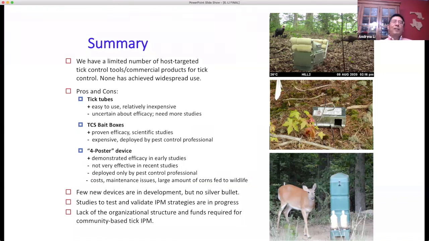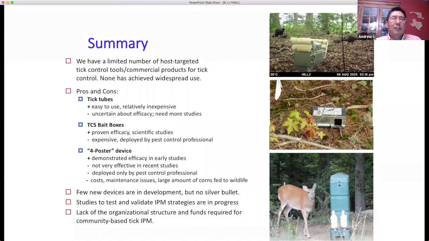So in summary, we have a limited number of host-targeted tick control tools or commercial products available, but none have achieved widespread use. I think except the tick tube might be, a homeowner can buy it directly, but the bait box and the fall poacher, all the work is limited to research, run as trials by universities, USDA, and state agencies. So it has not been used widely.